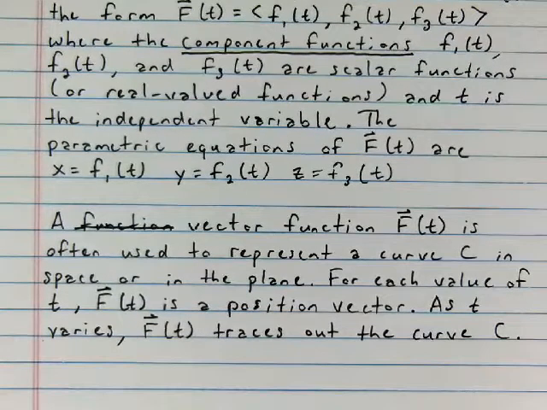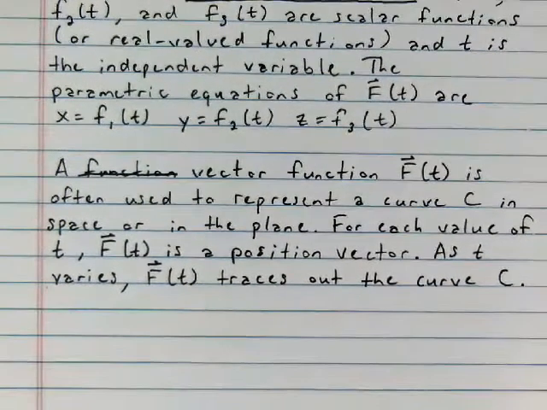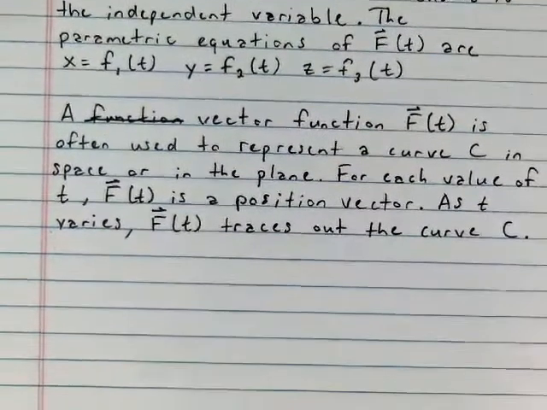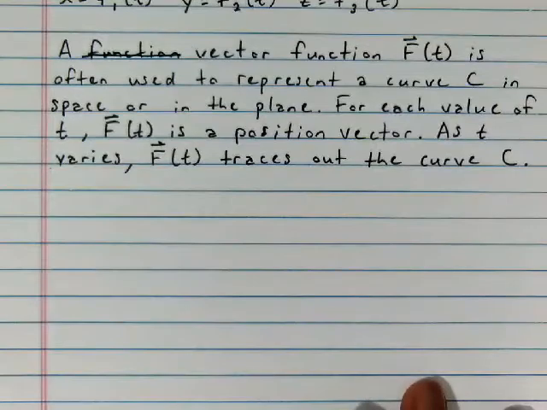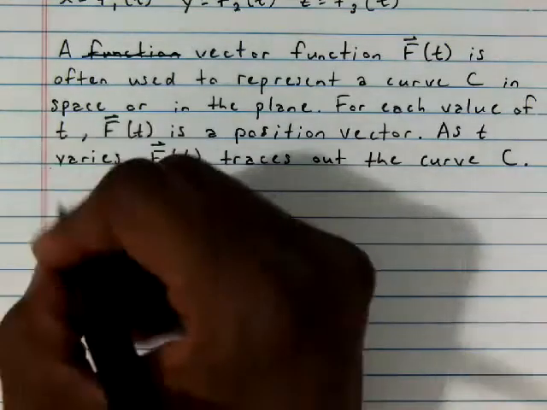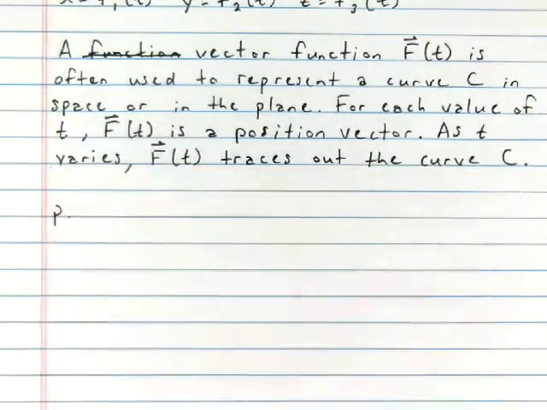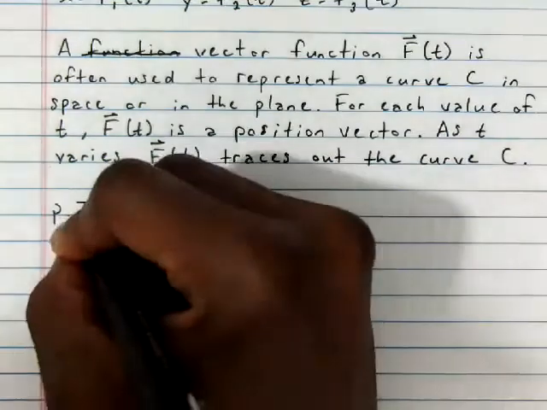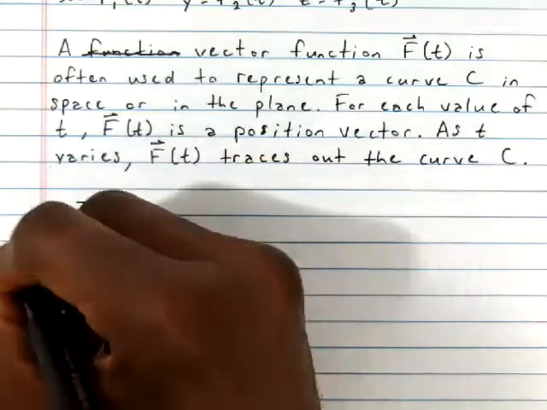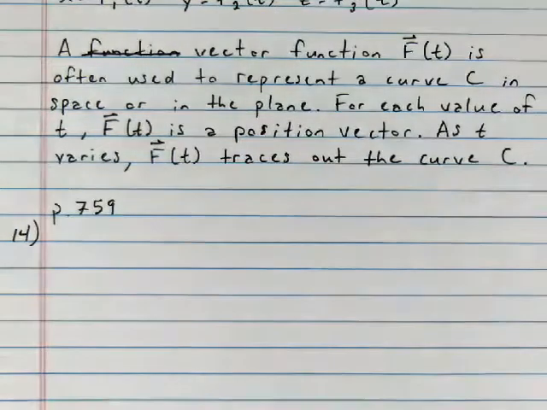All right, so that's the extent of the official lecture notes. Now we're just going to spend the rest of 12.1 doing examples. We're going to start in your textbook on page 759, number 14, which says in exercises 13 through 26, sketch the curve traced out by the vector valued function. Indicate the direction in which the curve is traced out.